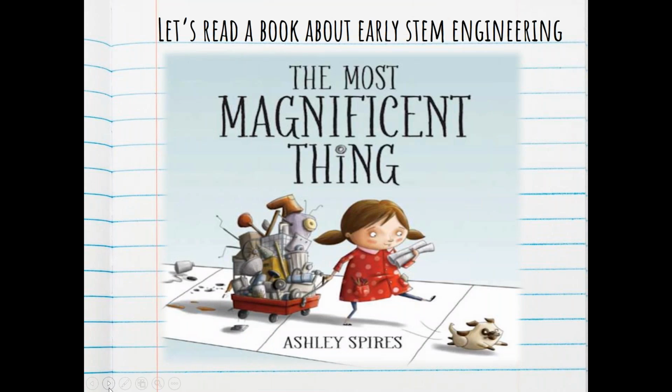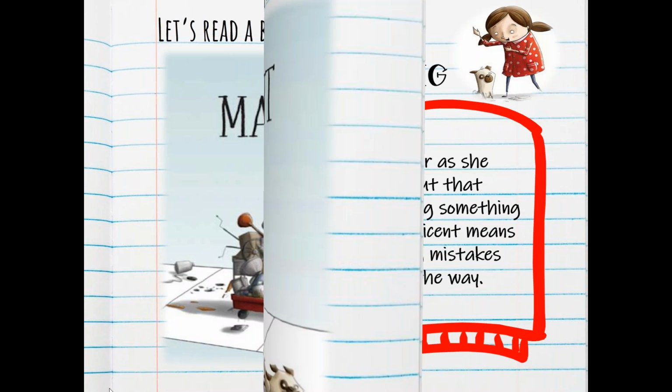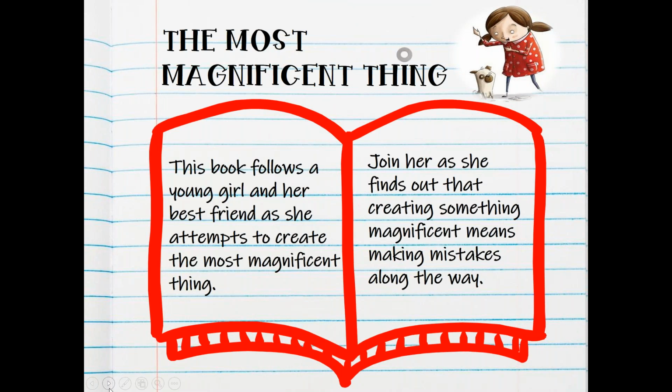So now we would like to share a book with you about early STEM engineering. It's called The Most Magnificent Thing by Ashley Spires. So The Most Magnificent Thing follows a young girl and her best friend as she attempts to create the most magnificent thing. Join her as she finds out that creating something magnificent means making mistakes along the way.